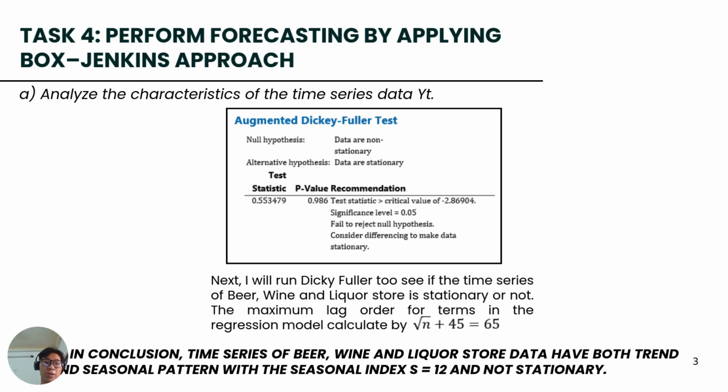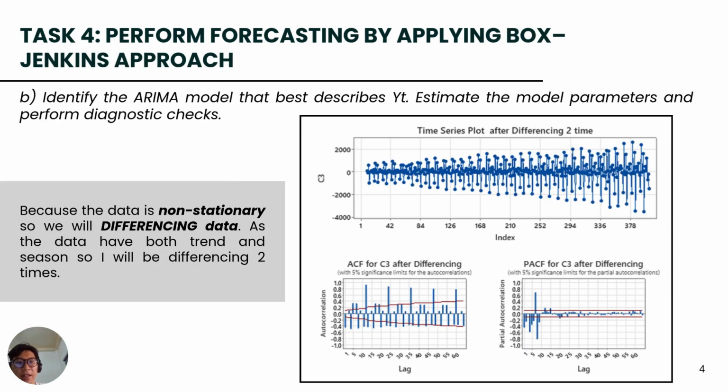So we're going to use a tool called the Dickey-Fuller test to consider if the data is stationary or not. The p-value is 0.986, which fails to reject the null hypothesis. So the data is not stationary, and we're going to difference it. Because the data has trend and seasonality, we're going to difference two times. The ACF and PACF still do not have a pattern of die out or cut off, so we're going to determine the order of the AR and MA.